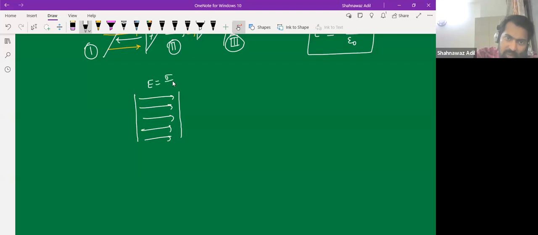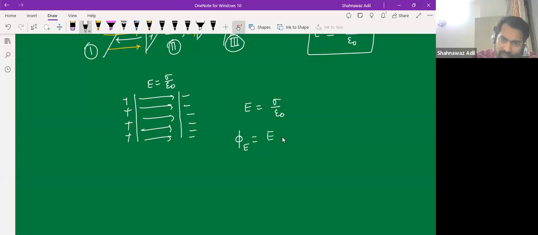This is sigma by epsilon naught. This is a positive plate and this is a negative plate, right? So E is sigma by epsilon naught. And if I calculate E into A, what is electric flux? Electric flux would be E into A, right?